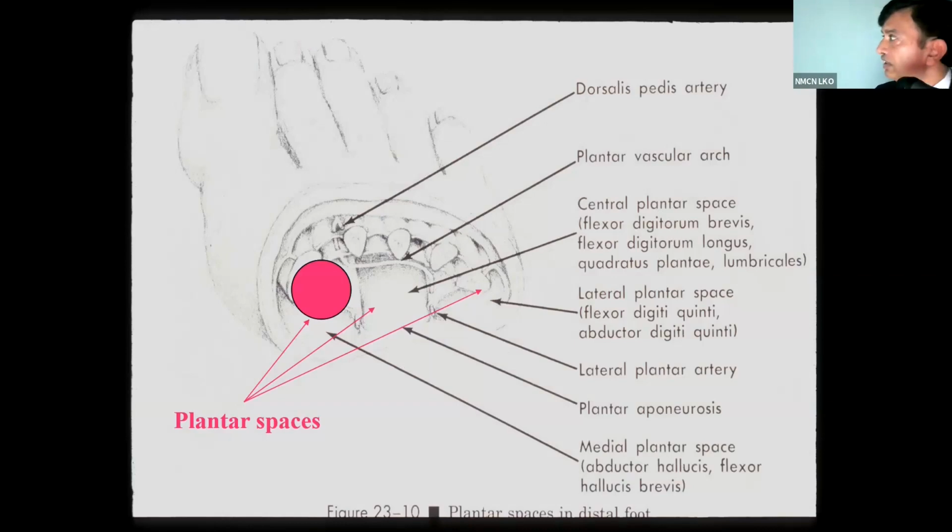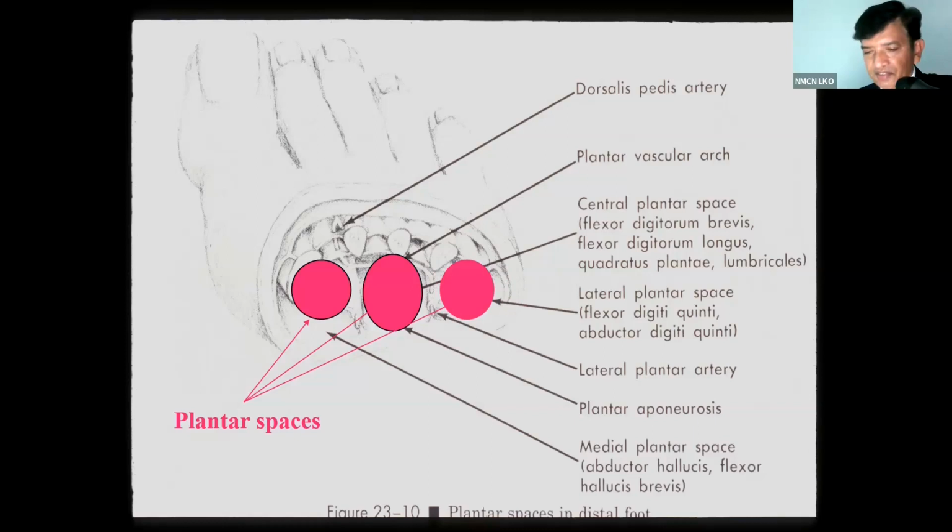There are 3 main plantar spaces. One is the medial plantar space. You see, the medial plantar space is present around the abductor hallucis and flexor hallucis brevis. And the central plantar space is present around flexor digitorum brevis, flexor digitorum longus, and quadratus plantae. And then the lateral plantar space. So these 3 plantar spaces are important.